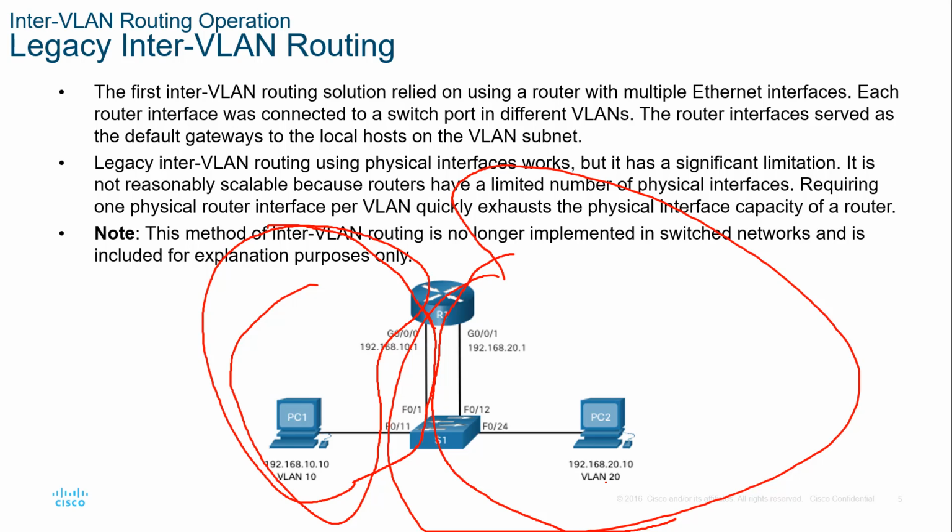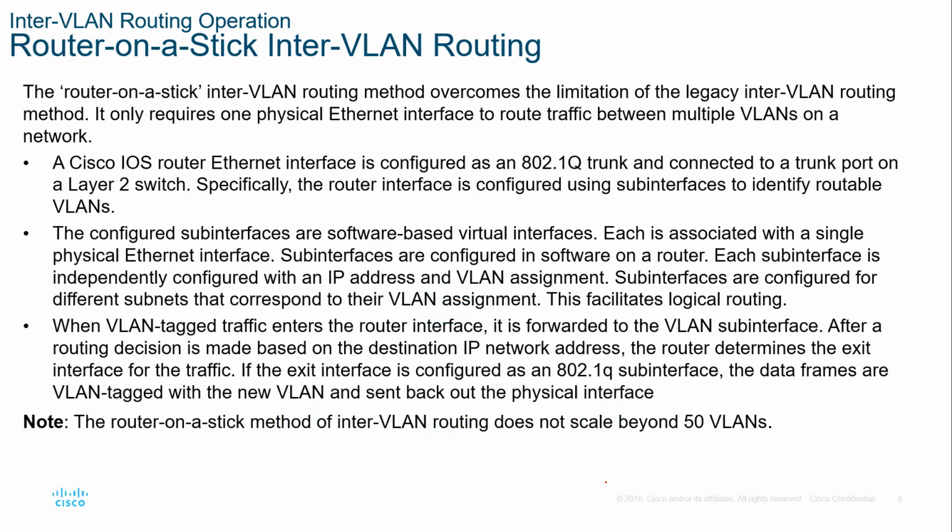With legacy, if you have 2 VLANs, you're using 2 ports. If you have 3 VLANs, you're using 3 physical ports. Legacy is all about VLANs being mapped to separate physical ports. This is no longer implemented because, well, 1, router ports are expensive, and in a switched network, we can actually provide better resources. And the more common way of doing this is called router on a stick.